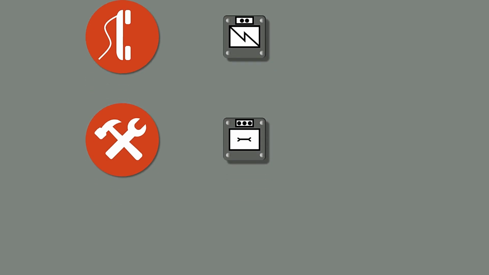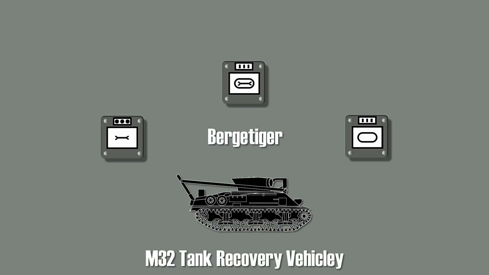Again, you can combine all these units. For instance, a maintenance unit combined with a tank symbol gives an armored maintenance or tank recovery unit, which would be a unit with recovery tanks like the Bergetiger or the M32 German-based recovery tank.